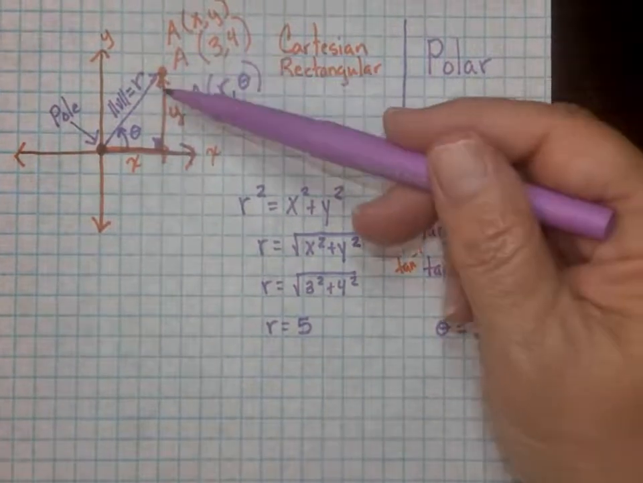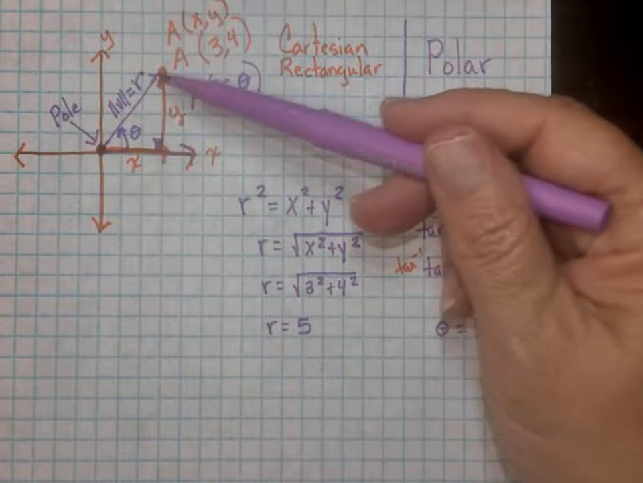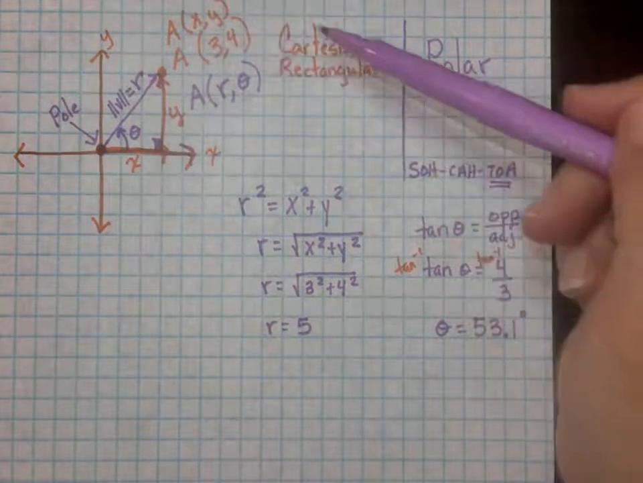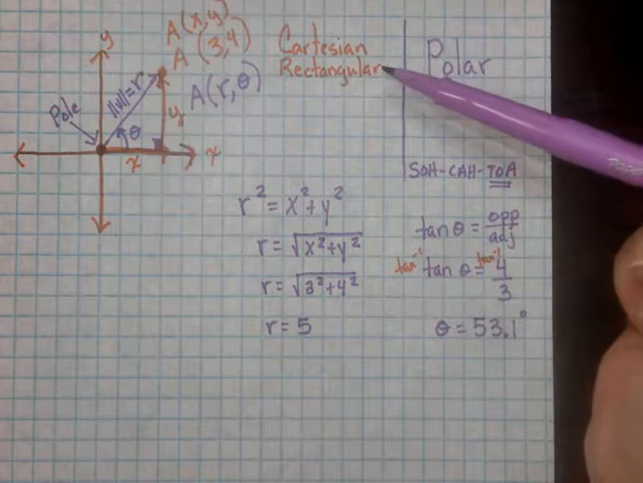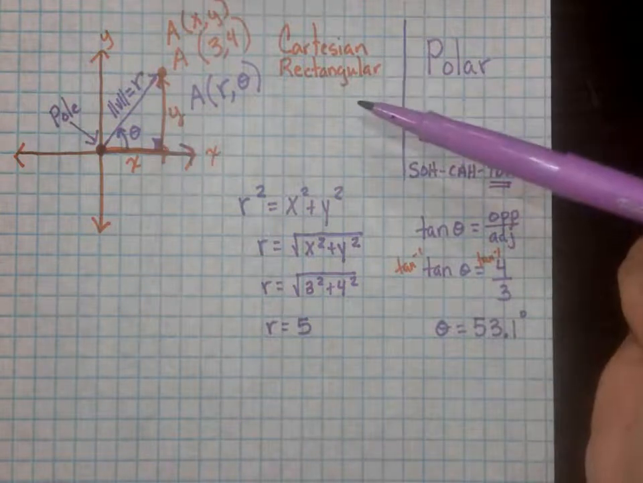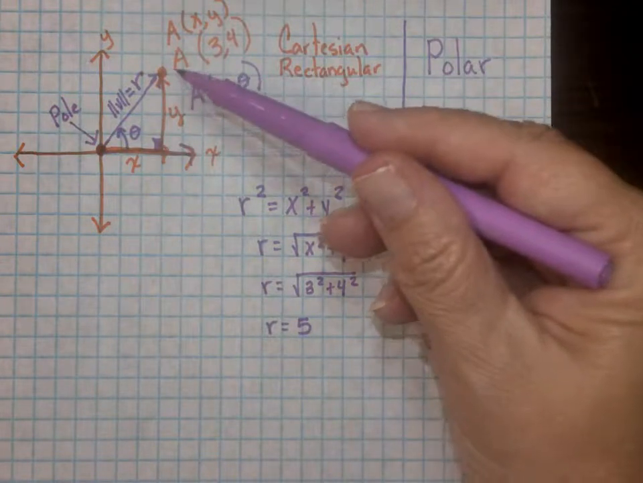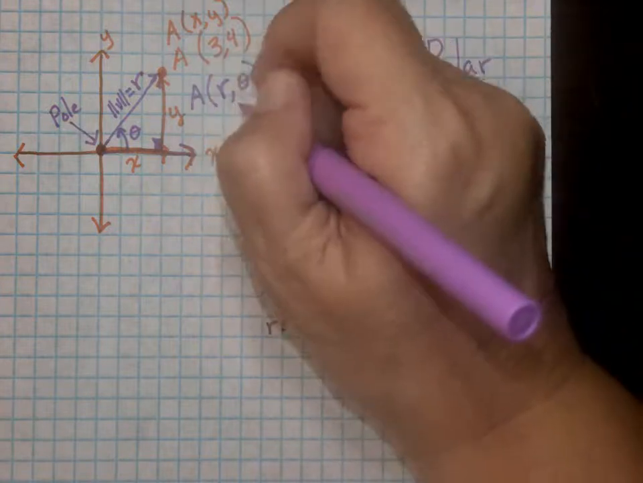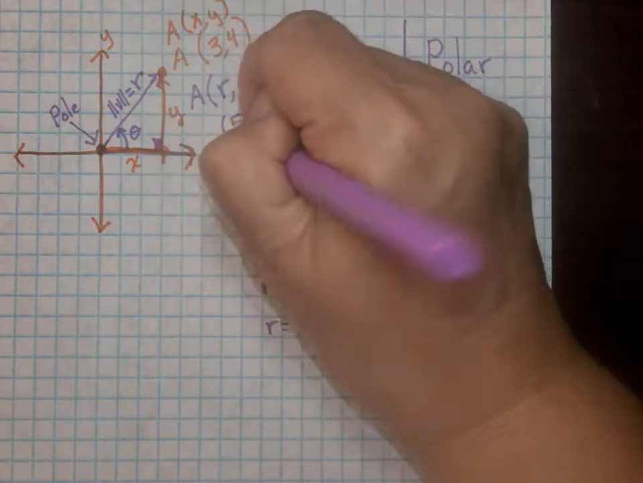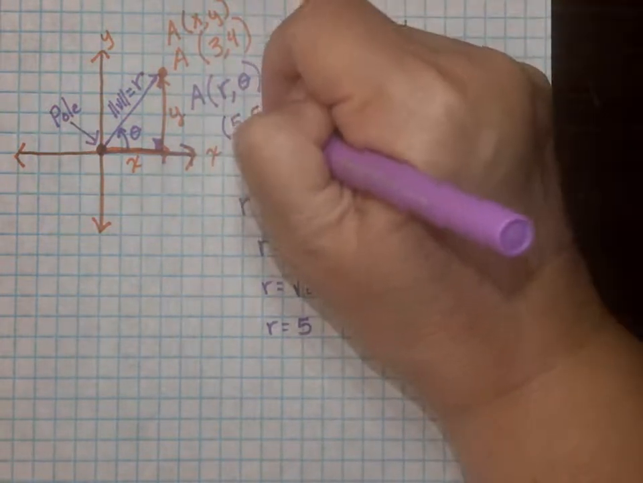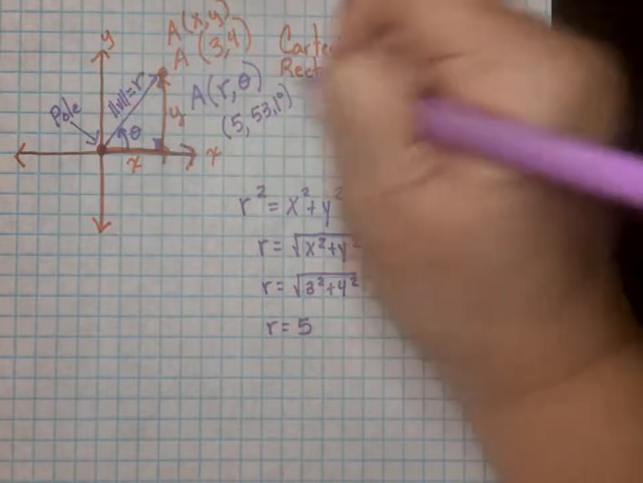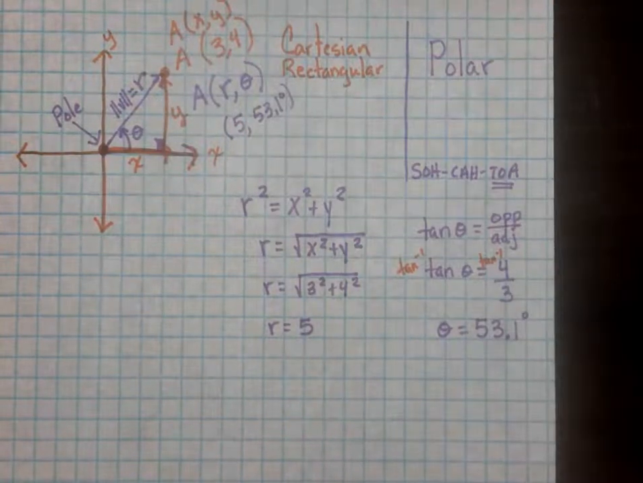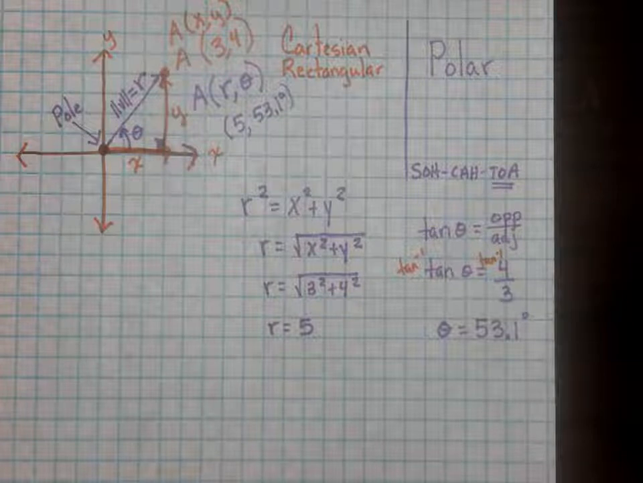So this point in space, (3, 4), on the rectangular coordinate system, is at the exact same spot as (5, 53.1 degrees) on the polar coordinate plane.